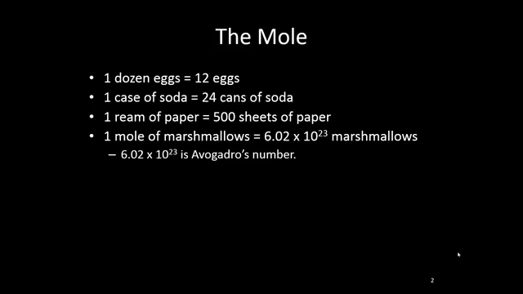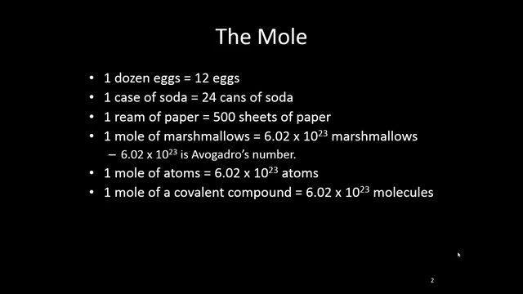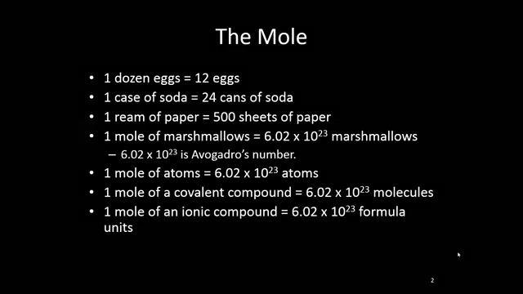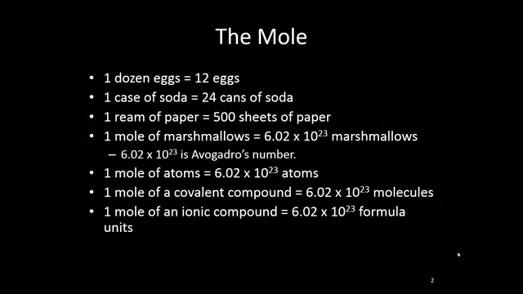6.02 times 10 to the 23rd is also commonly referred to as Avogadro's number. If I have a mole of atoms, for example, I have 6.02 times 10 to the 23rd atoms. In a similar fashion, if I have a mole of covalent compound, then I have 6.02 times 10 to the 23rd molecules. And if I have a mole of ionic compound, then I have 6.02 times 10 to the 23rd formula units of that compound.